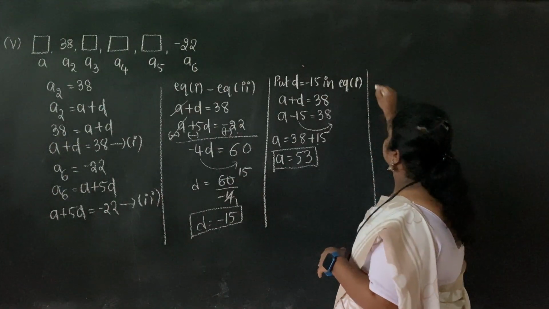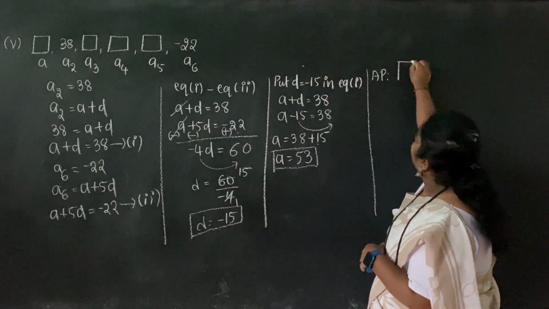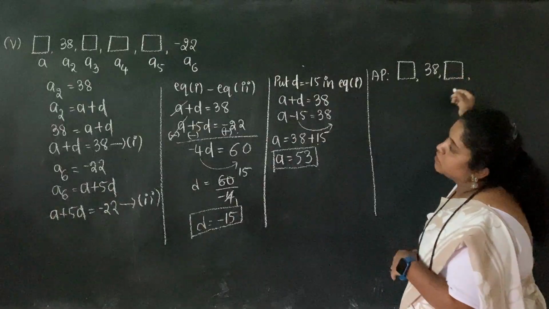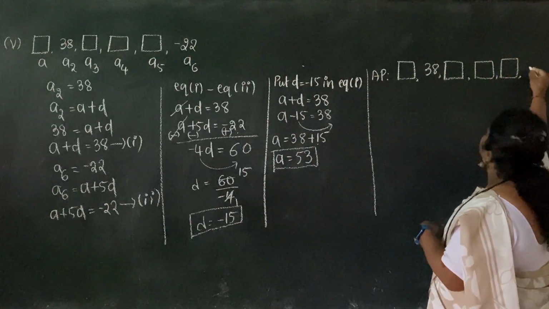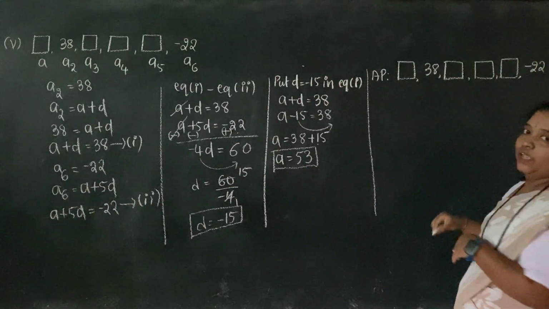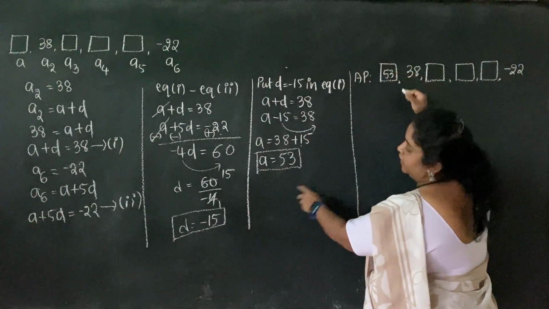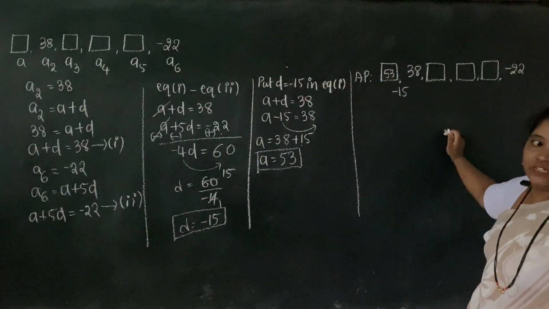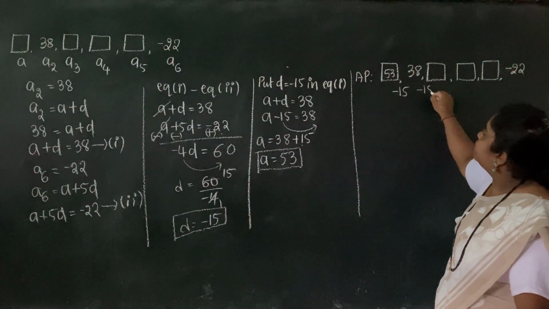Now look at the question. What is the question I have, dears? Just go through the question. Box comma 38 comma box comma box, comma, box, comma, minus 22. Okay, you just see here. A value I got it as 53. D value is minus 15. 53 minus 15 is how much, dears? Sure, it is 38.